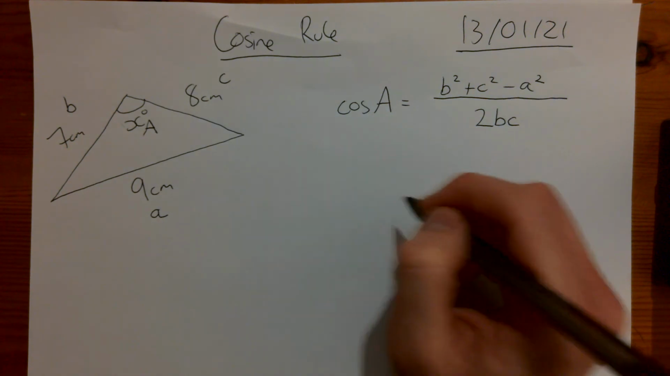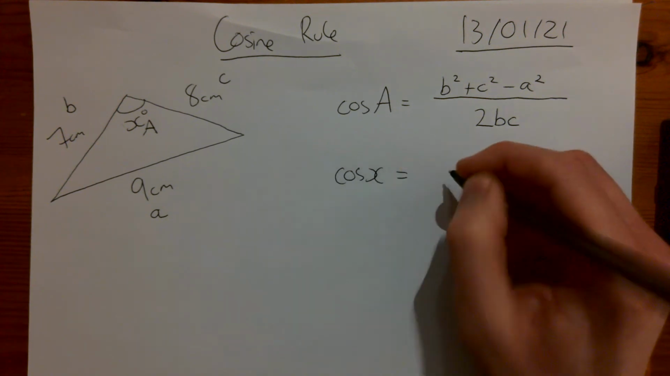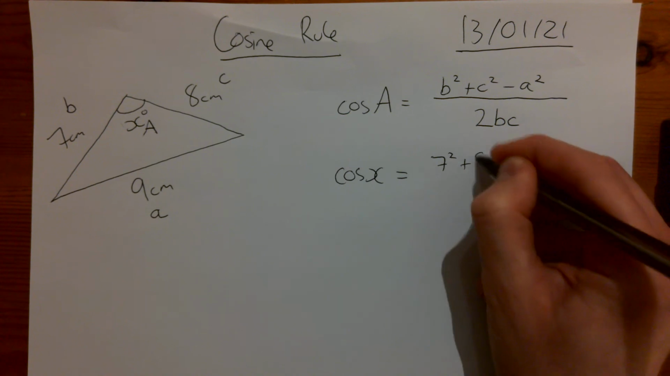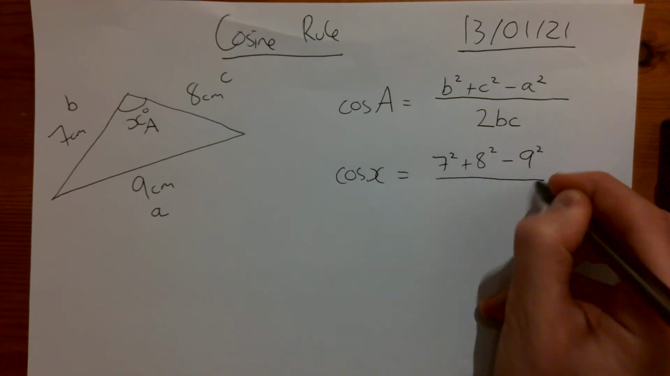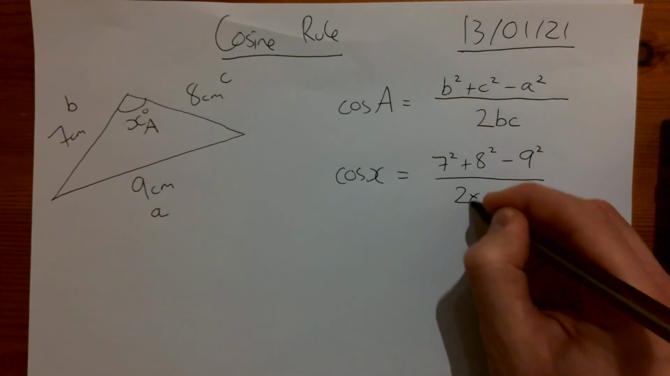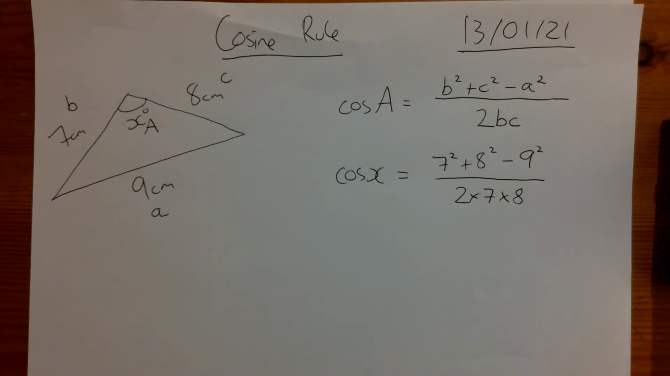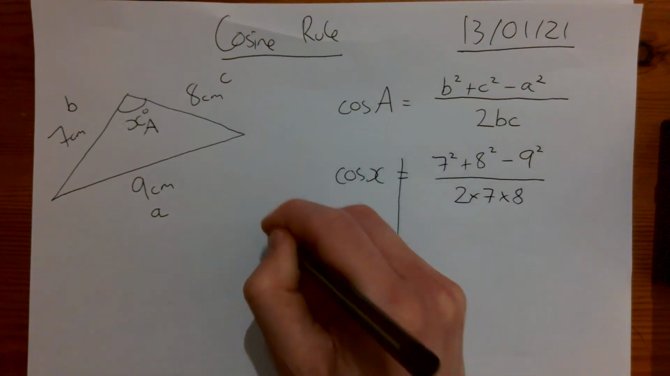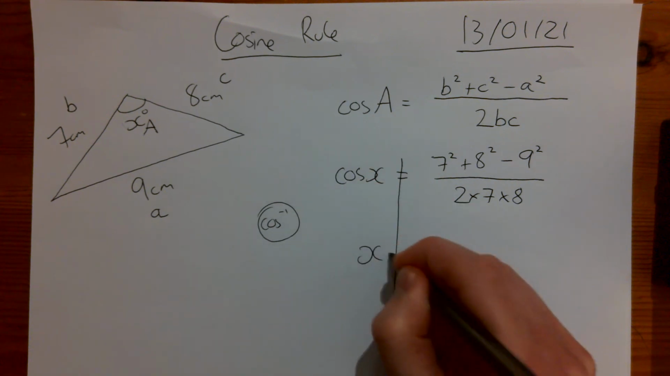And hopefully you've done that, you've unpaused, and that you've got that cos of x must equal 7 squared plus 8 squared minus 9 squared over 2 times 7 times 8. And now you need to solve that equation to make it x equal, so pause and have a go at that.